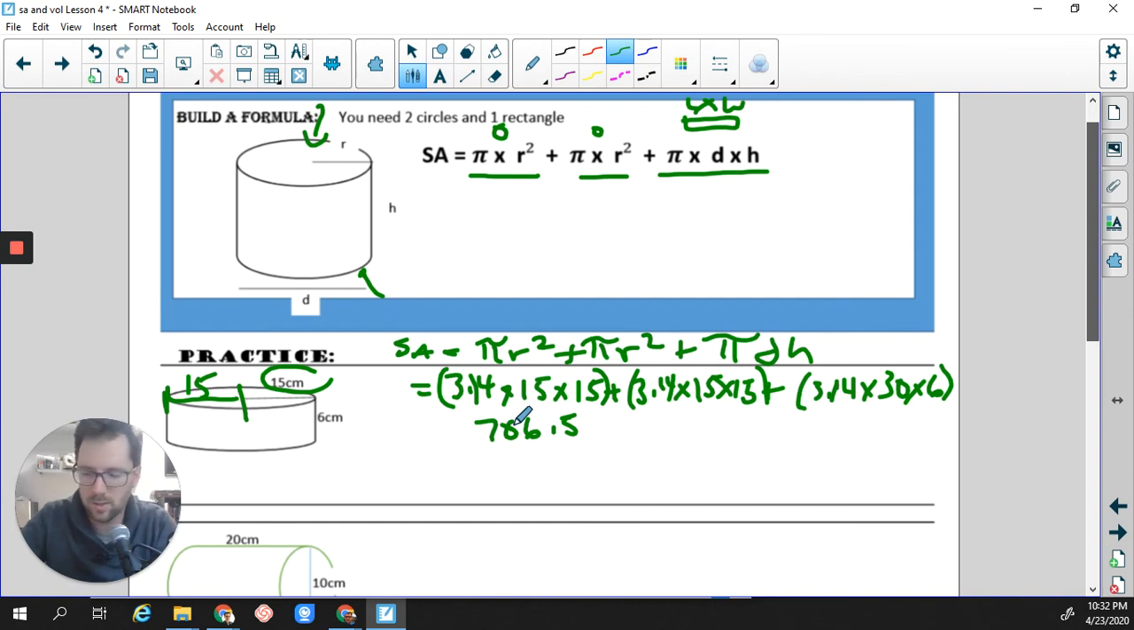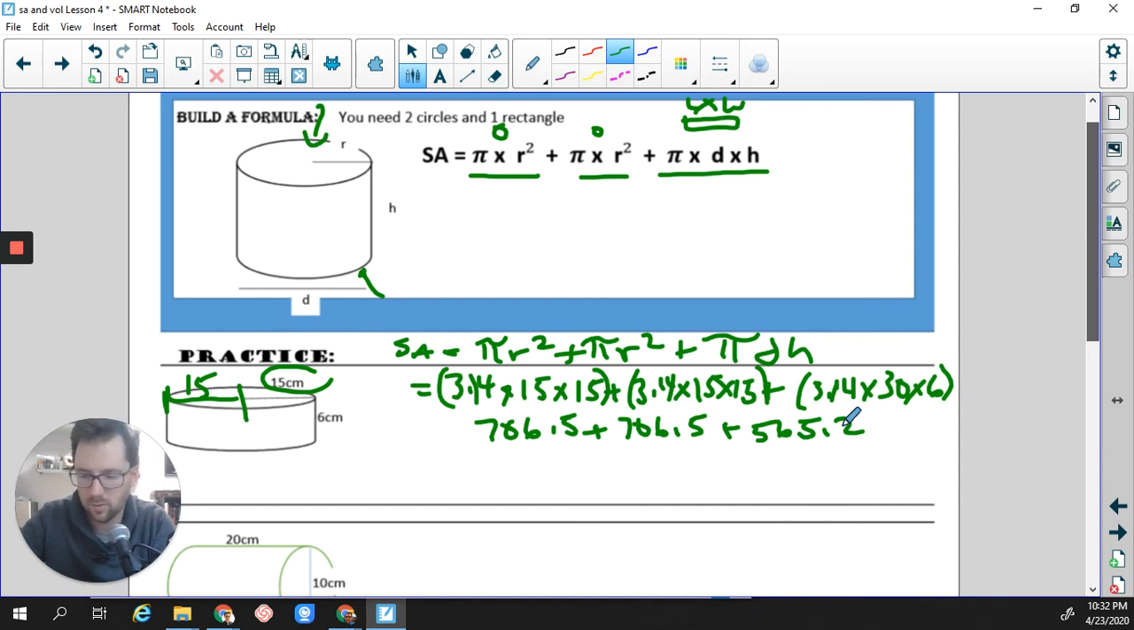And it's going to be the same on the other side. And then we're going to have 3.14 times 30 times 6 equals, oh, I forgot our other one, 706.5 plus 565.2. Let's add that up.